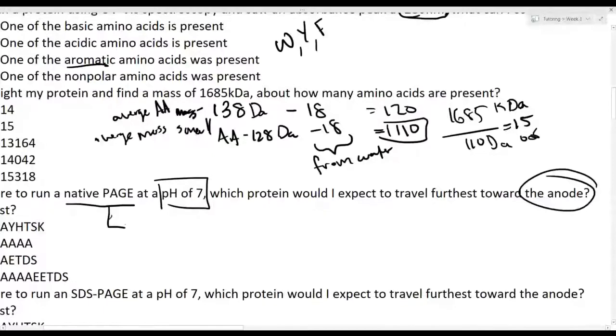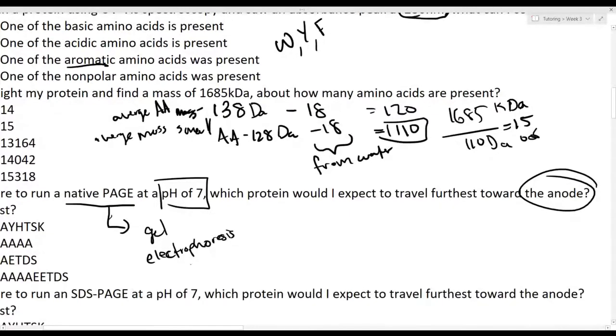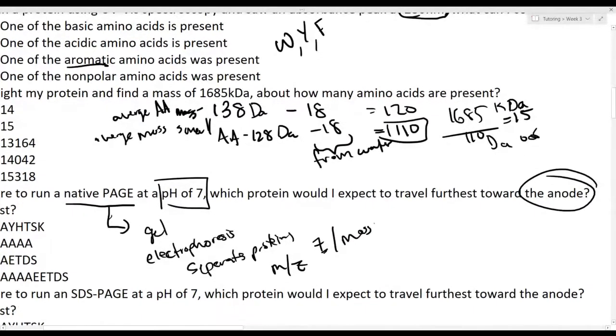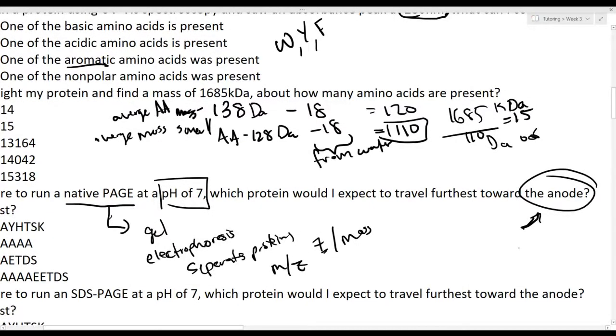What is native PAGE? Native PAGE is a gel electrophoresis that separates proteins based on charge to mass ratio, M to Z. Okay, so the lower mass, higher charge. Actually, I think if we just do, so the lower this number is, or the higher the charge to mass ratio is, the further it'll travel. Okay, depending on charge, of course, and that means the anode part is important. What is the charge of the anode of a native PAGE gel electrophoresis?